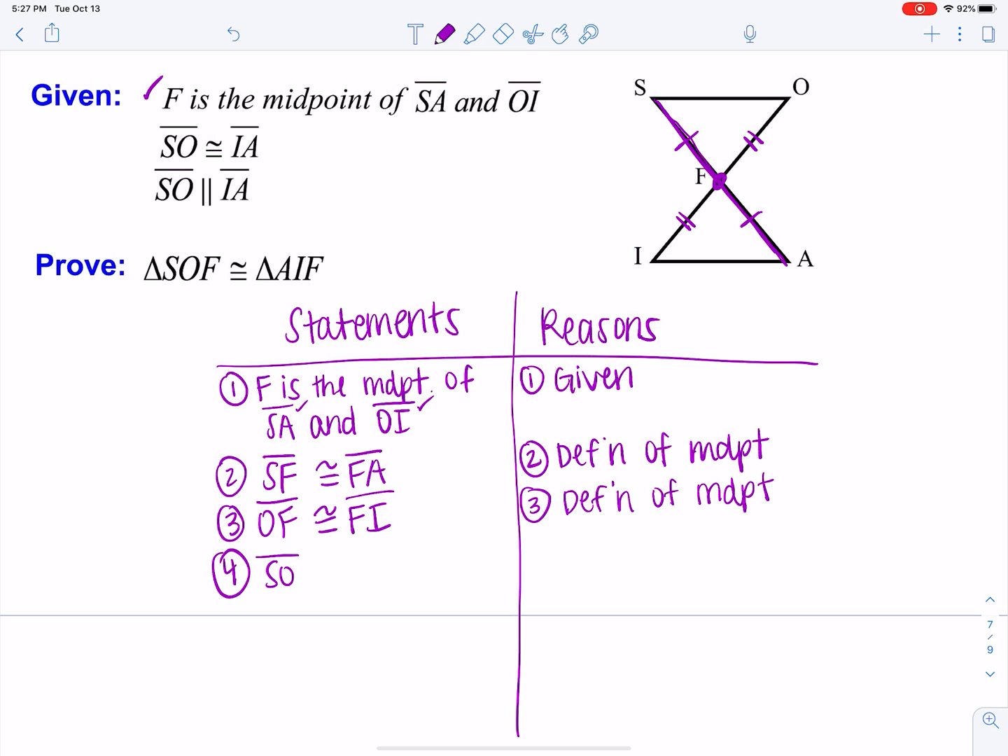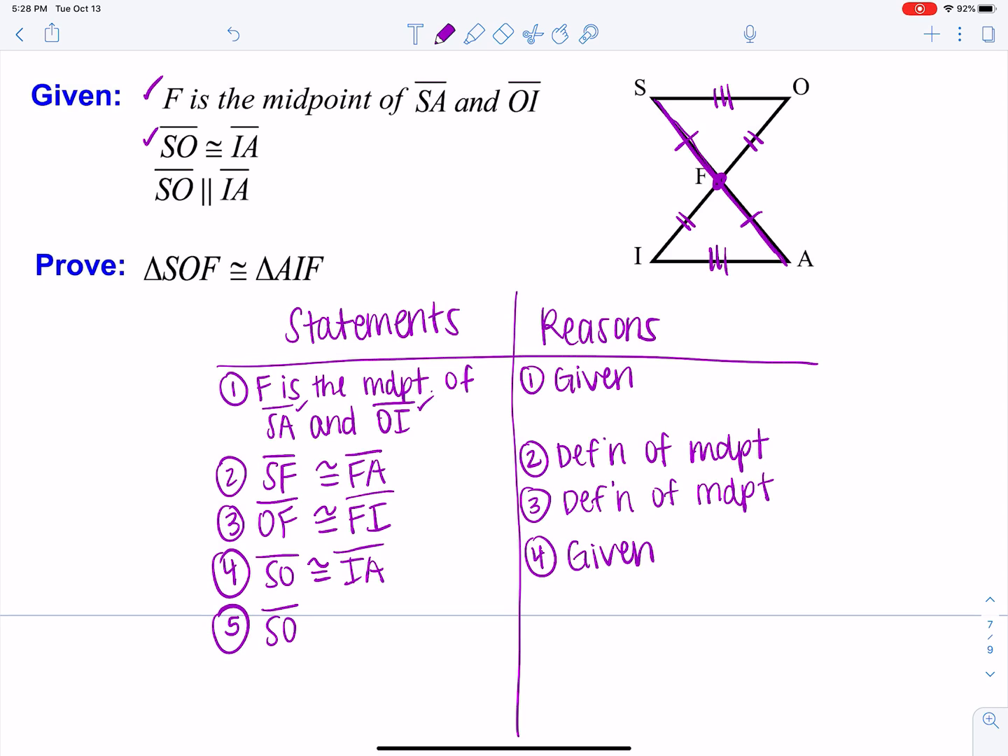Segment SO is congruent to segment IA. That's given. So let's go ahead and mark that on our picture. There's nothing we really need to prove off of that. That's really useful actually, because that was our third set of sides. Now we've proven all three sets of sides are congruent. Now we need to find a way to prove all three sets of angles are congruent. So let's move on to our last piece of given information.